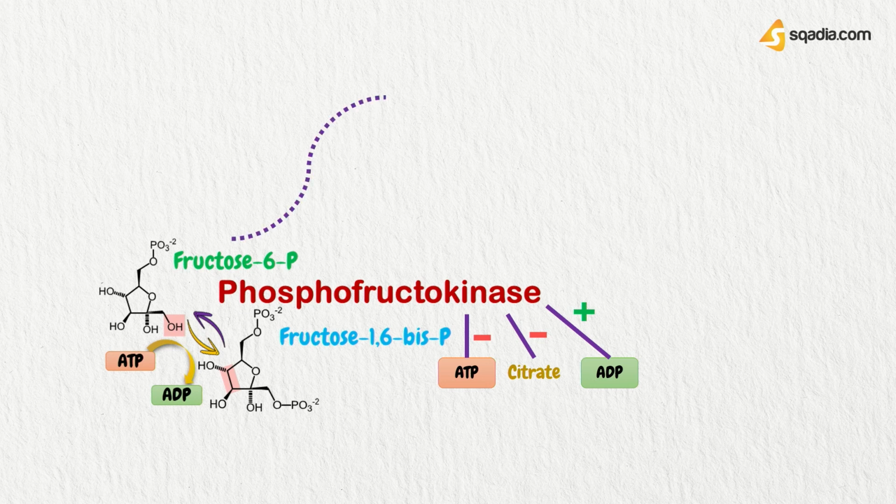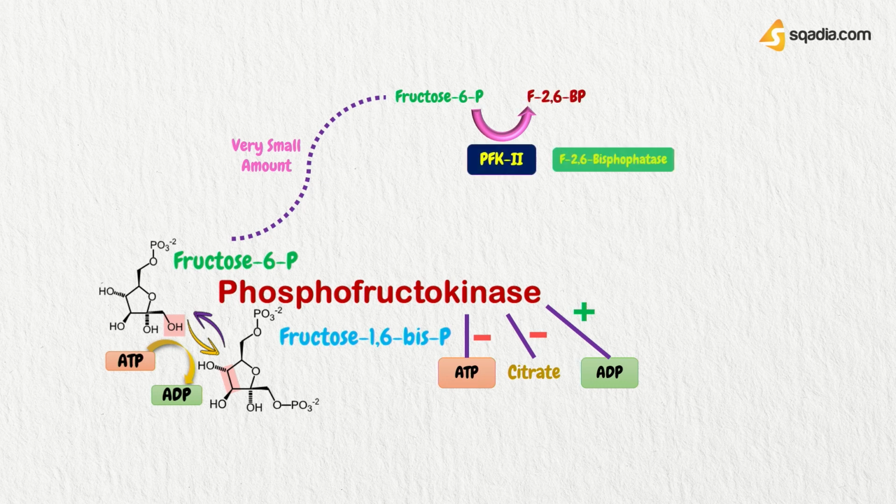But a very small amount of the fructose undergoes one more reaction with a combination of two enzymes, phosphofructokinase 2 and fructose 2,6-bisphosphatase. Both of these enzymes work as a complex, and they convert a very little amount of this fructose 6-phosphate into fructose 2,6-bisphosphate. This occurs due to the first part of the enzyme, which is known as phosphofructokinase 2.